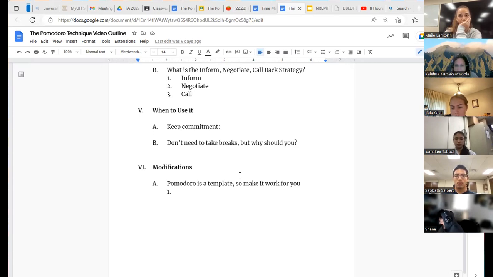Okay, so Pomodoro is a template, make it work for you. You can create the cycles of working and breaking. It's just a strategy to help you. And I would like you to really make an effort to try it out and use it.